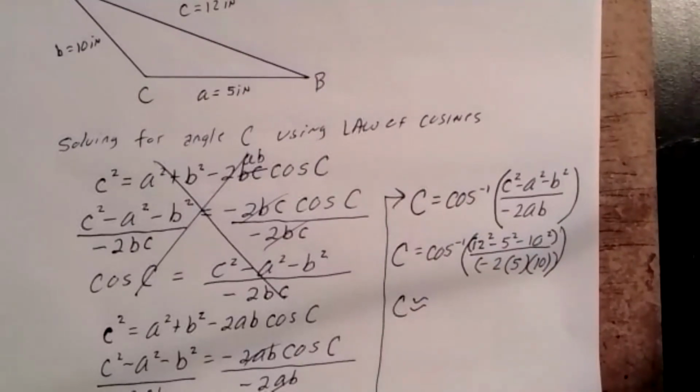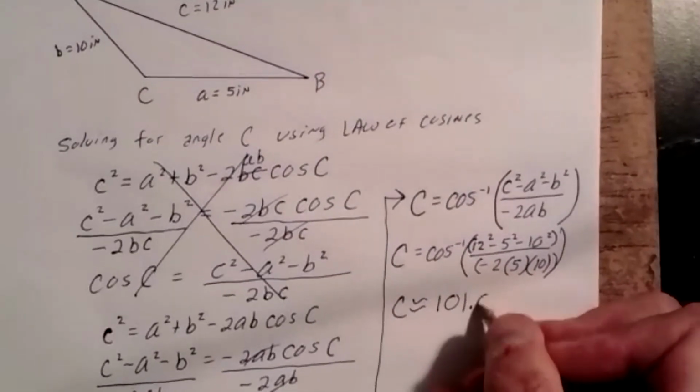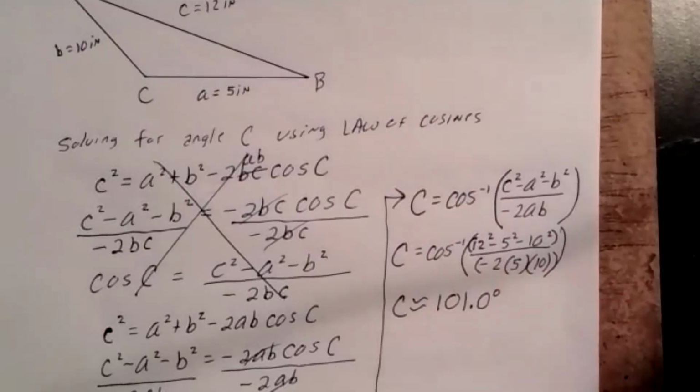I'm getting, to the nearest tenth of a degree, I think they wanted a tenth of a degree. Is that correct? I'm getting about 101.0 degrees. Anybody get that? About 101.0 degrees for angle C.